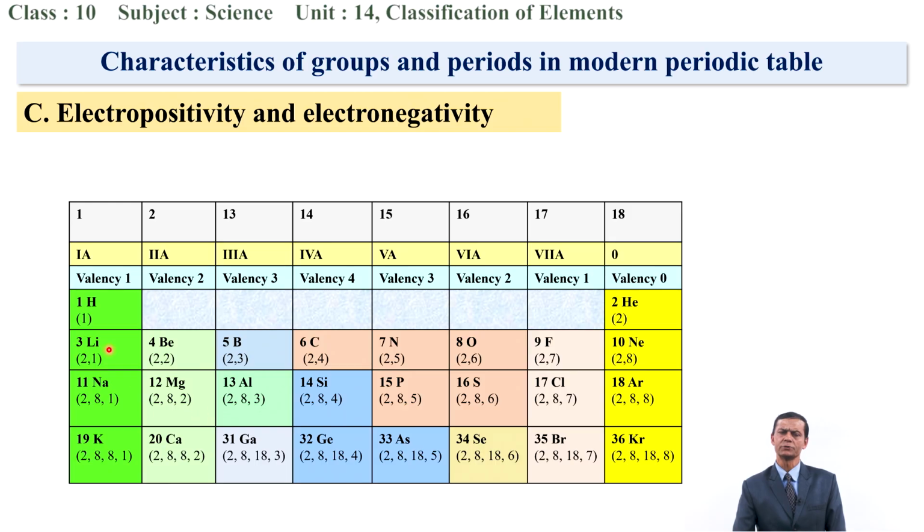So what happens to the positivity from top to bottom? Look at it. Let's check in the metallic group 2. Let's check group 2: beryllium, magnesium, calcium. Which is more positive: beryllium, magnesium or calcium?